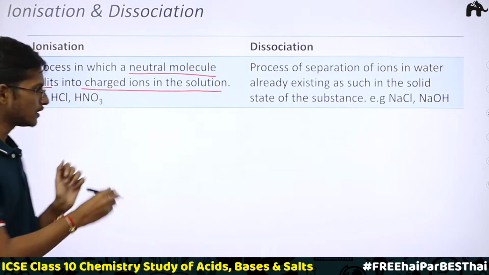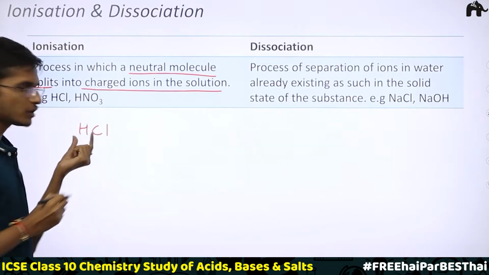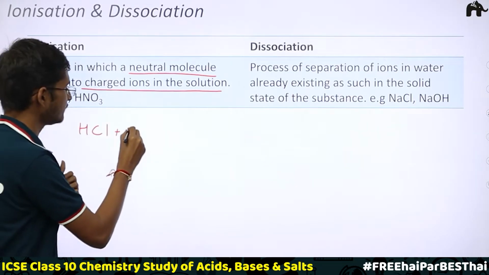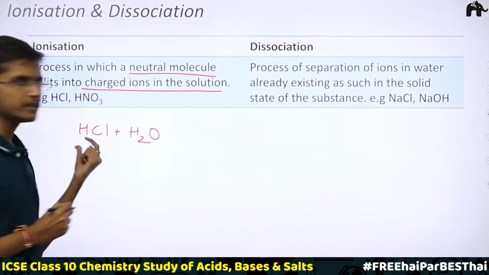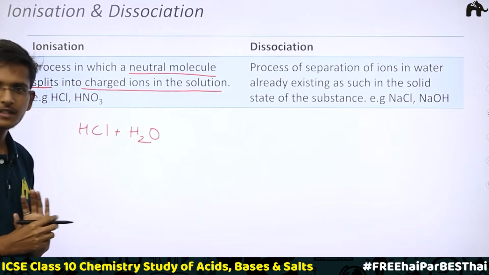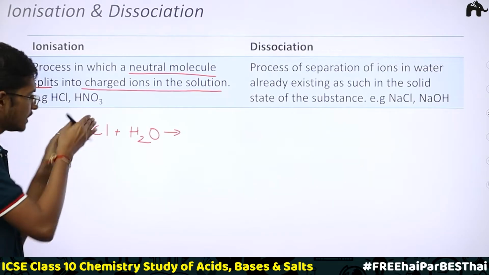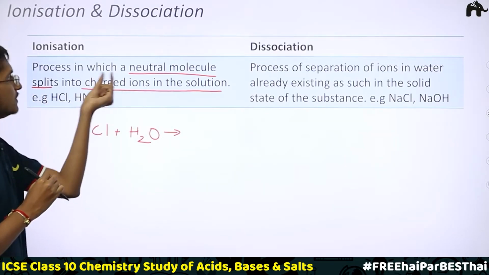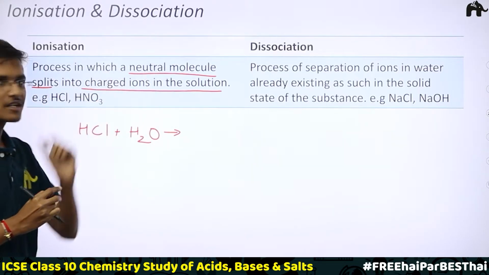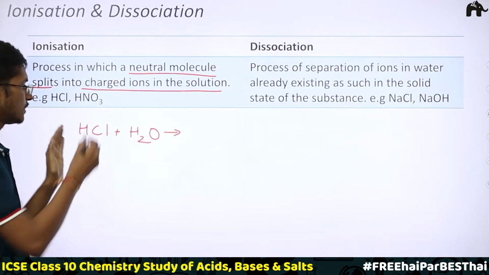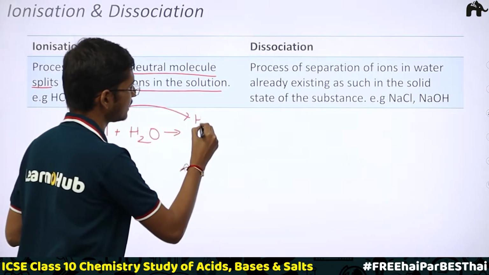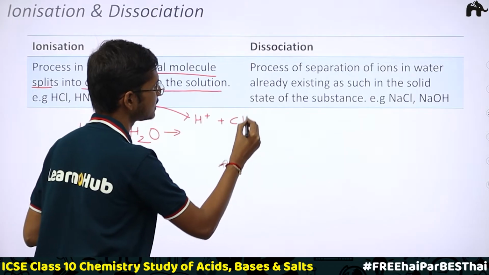Like we have seen HCl, right? It is a neutral molecule. Now when we are making the solution of HCl, which means we are adding water into the HCl, what is happening? This neutral HCl molecule is splitting into charged ions in solution. So it is splitting into H plus and Cl minus.